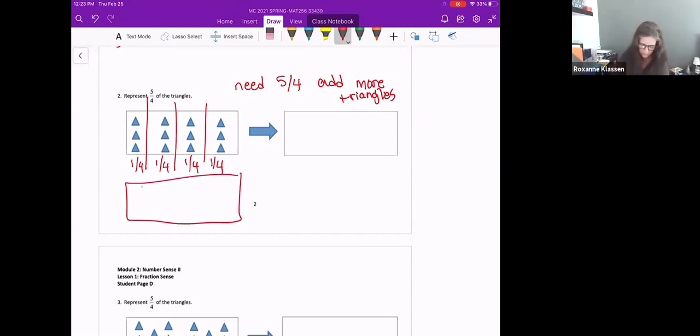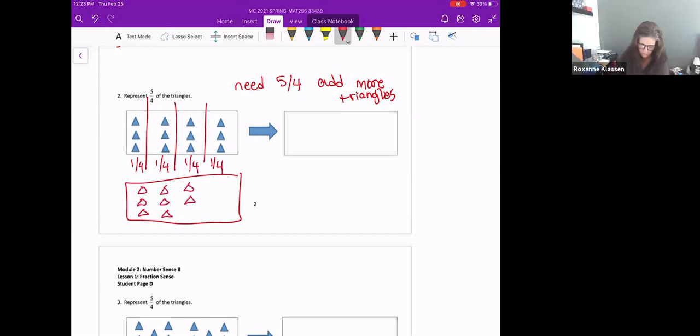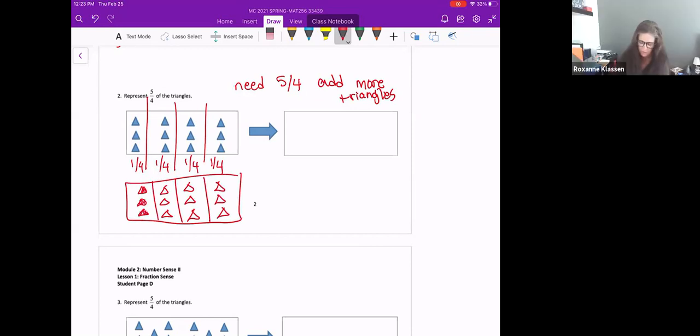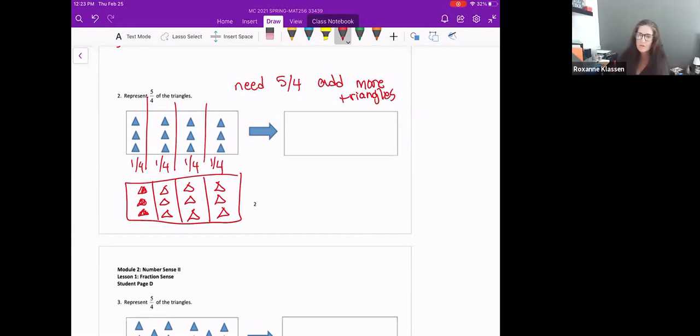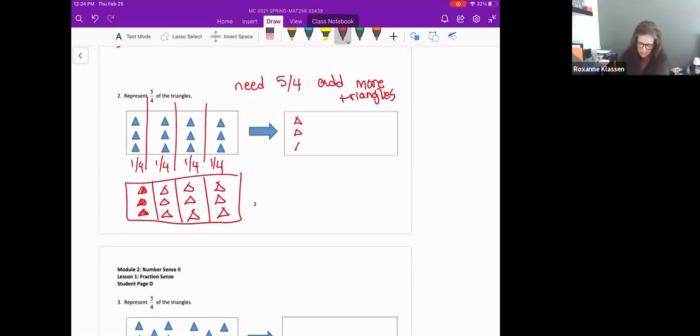So you made a whole other group like this? Yeah. And then you knew you needed one more fourth. So I shaded in 1, yeah. And in this box, how many would you put total? I would put 5 rows of triangles. So how many triangles? Tell me how many triangles. 15 triangles. Everybody agree?